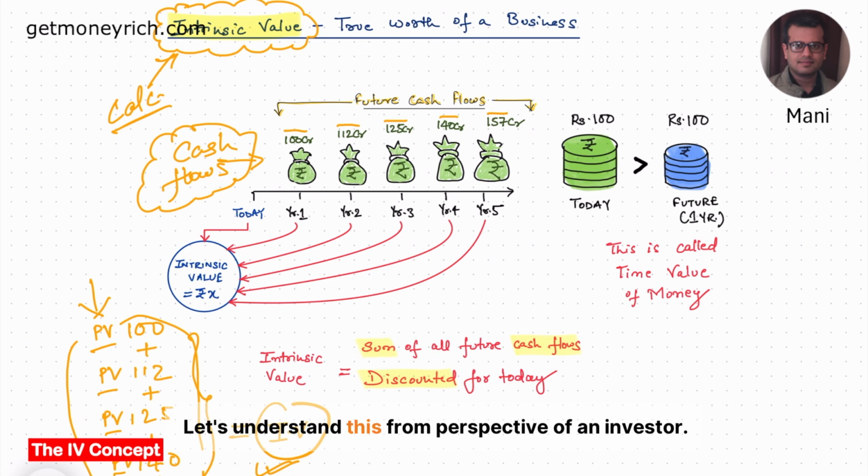Let's understand this from perspective of an investor. Suppose you have 100 rupees in your pocket. What you can do with this 100 rupees? You can invest this 100 rupee, let's say in a fixed deposit which gives you 7% returns. So what will happen to your 100 rupee 1 year from now? It will become 107 rupees, right? So you can see your 100 rupees today is worth 107 rupees of tomorrow. This is what is the concept of time value of money.